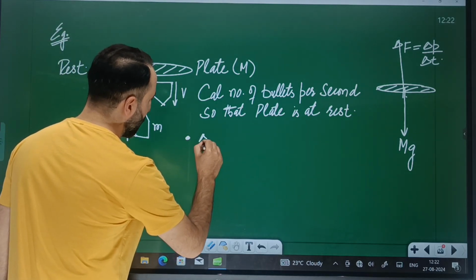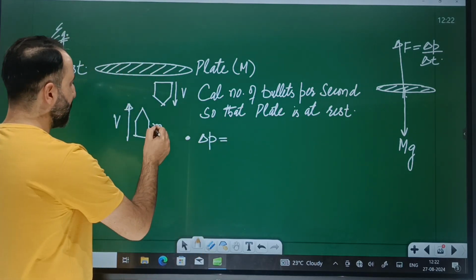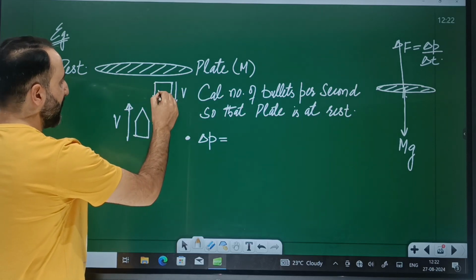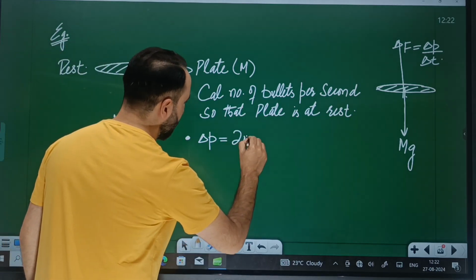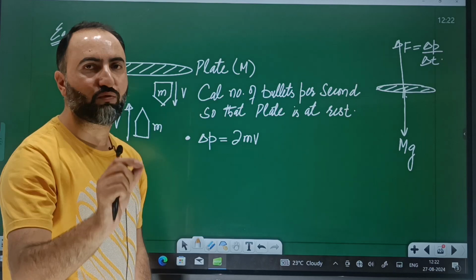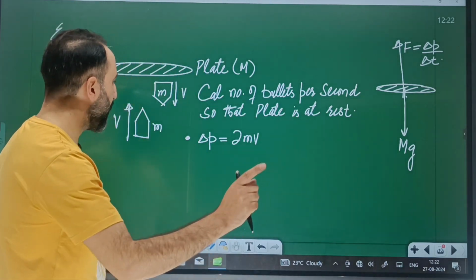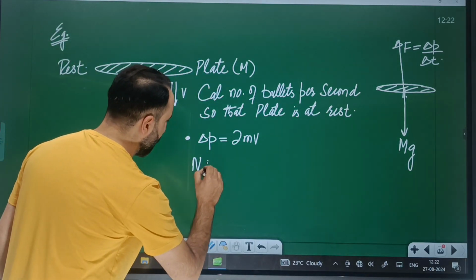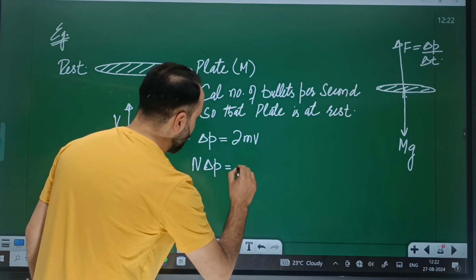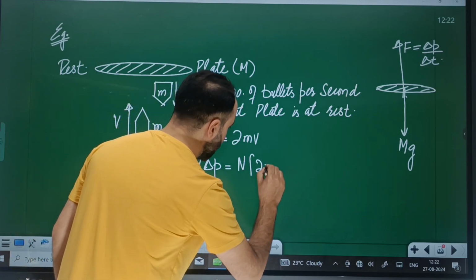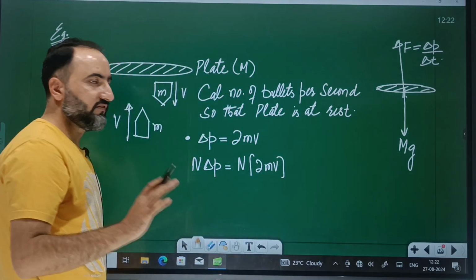For a bullet, what is delta P equal to? That's simply equal to mv minus (-mv). तो बनेगा बेटा twice m into v. This is the change in momentum for one bullet. For n number of bullets, it will be simply equal to n into delta p, which will be equal to n multiplied by twice mv, isn't it? Is that clear to you?